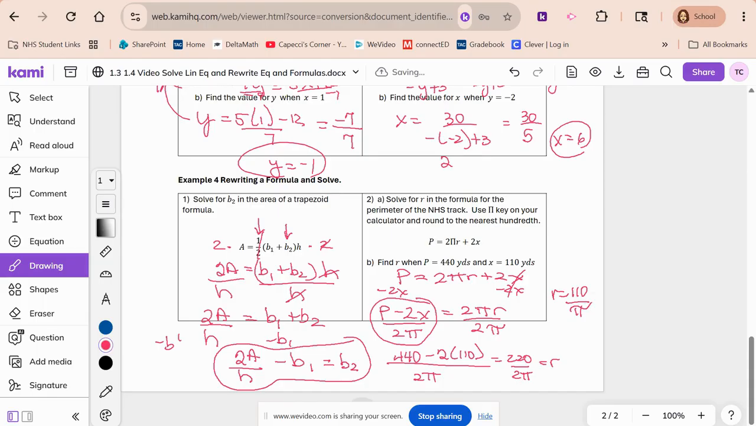Now I'll put that in my calculator. I'll use the pi key as it states. In the end, r is equal to 35.01. And let's go back up and we're talking about yards, right? Because that's a radius. So 35.01 yards.